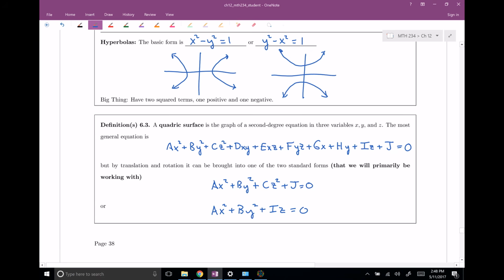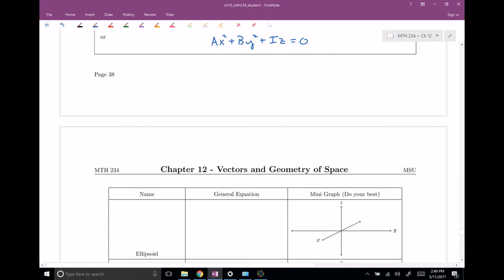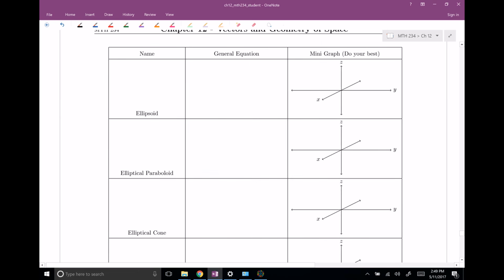So these are the two situations that we're going to be mostly dealing with: when you have the z squared, or when you have the z. Those are the two big cases. Let's take a look at what quadric surfaces actually look like. We're going to classify these. I have a nice table here with all of the names. I'll give you the general equations and then what these things actually look like.